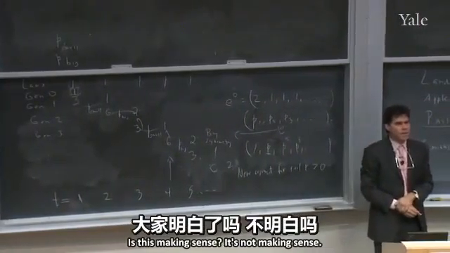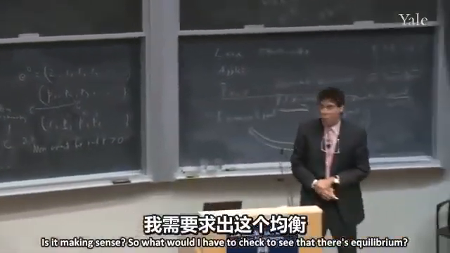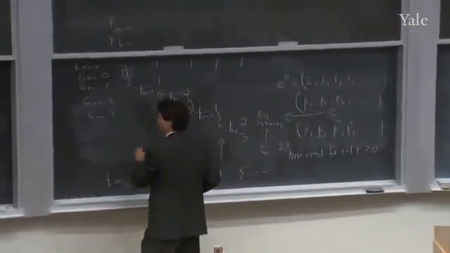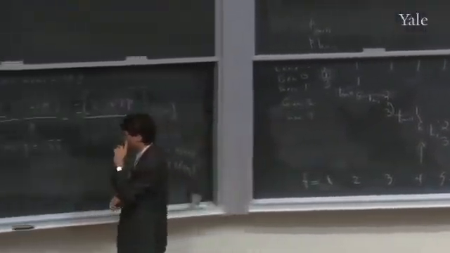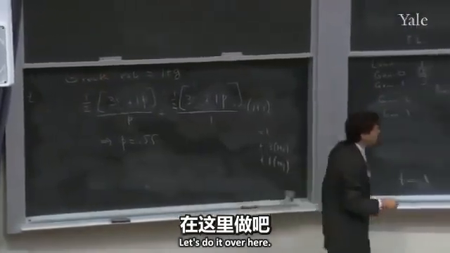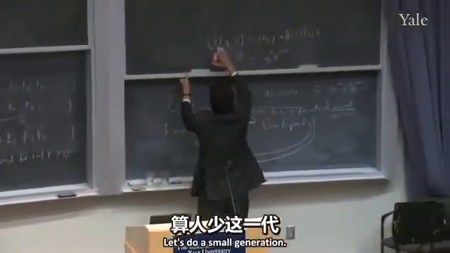Is this making sense? So what would I have to check to see that there's equilibrium? Well, any generation, so let's do it over here. Let's do a small generation.